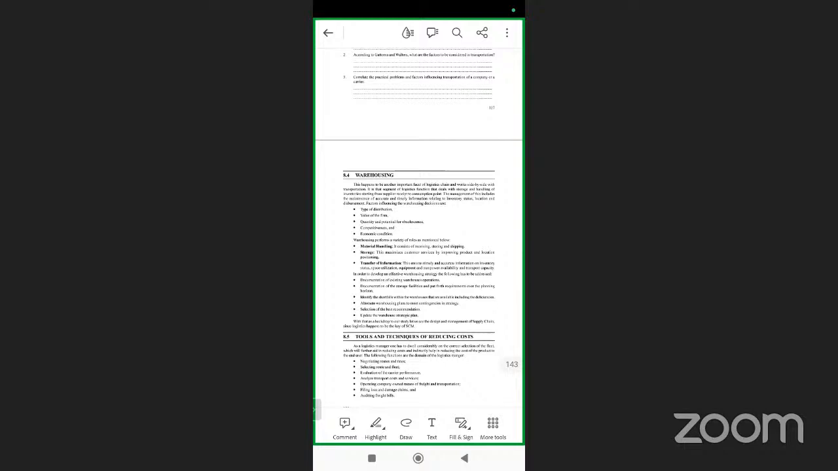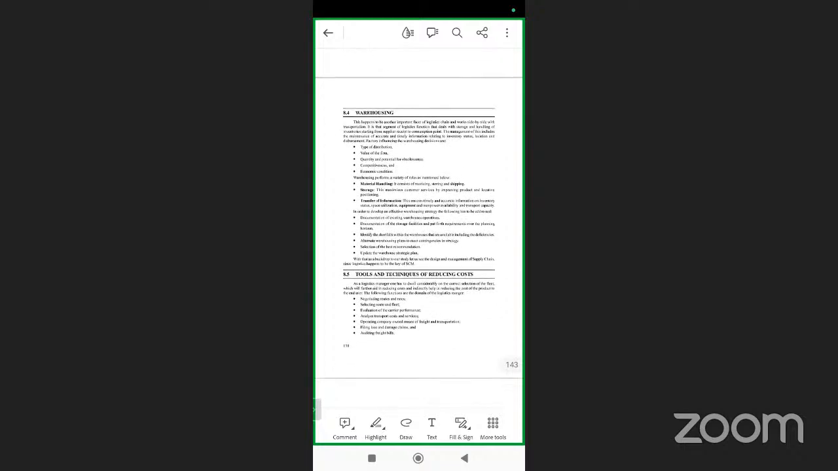See, in the warehousing, these are the three important things that happen. One is material handling. In that, three things: receiving, storing, and shipping. Right. And third one is the storage. And after storage, transfer of information is also important. Tracking and all the information. In the warehousing also, transporting will be included in that.